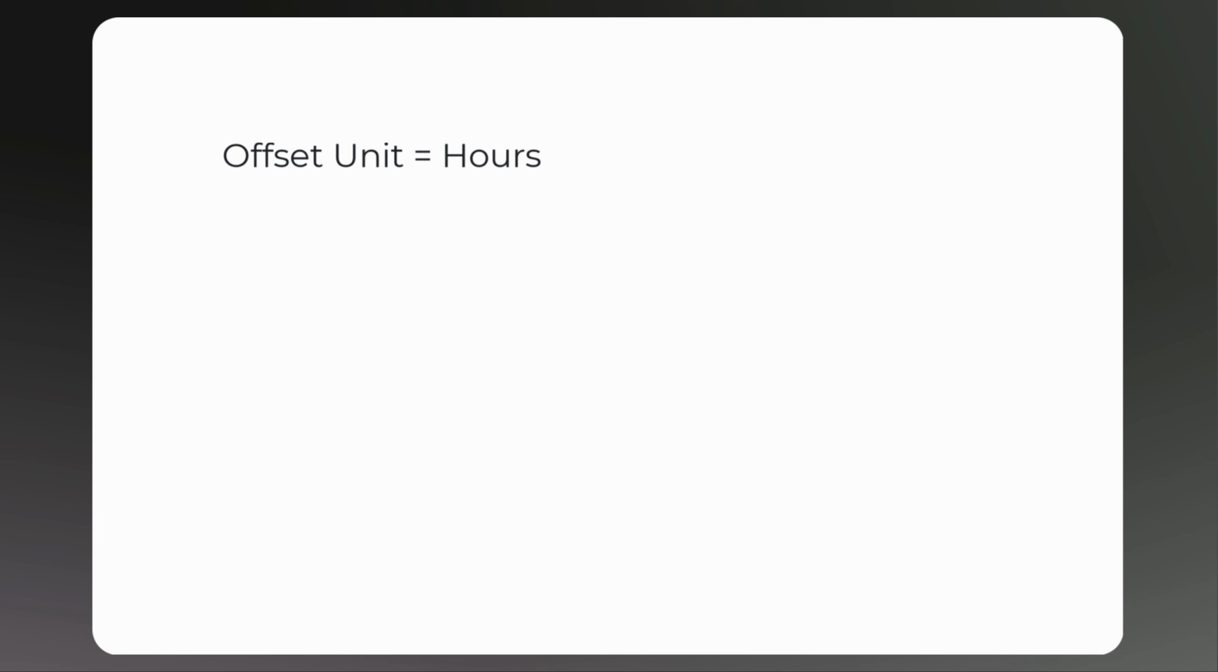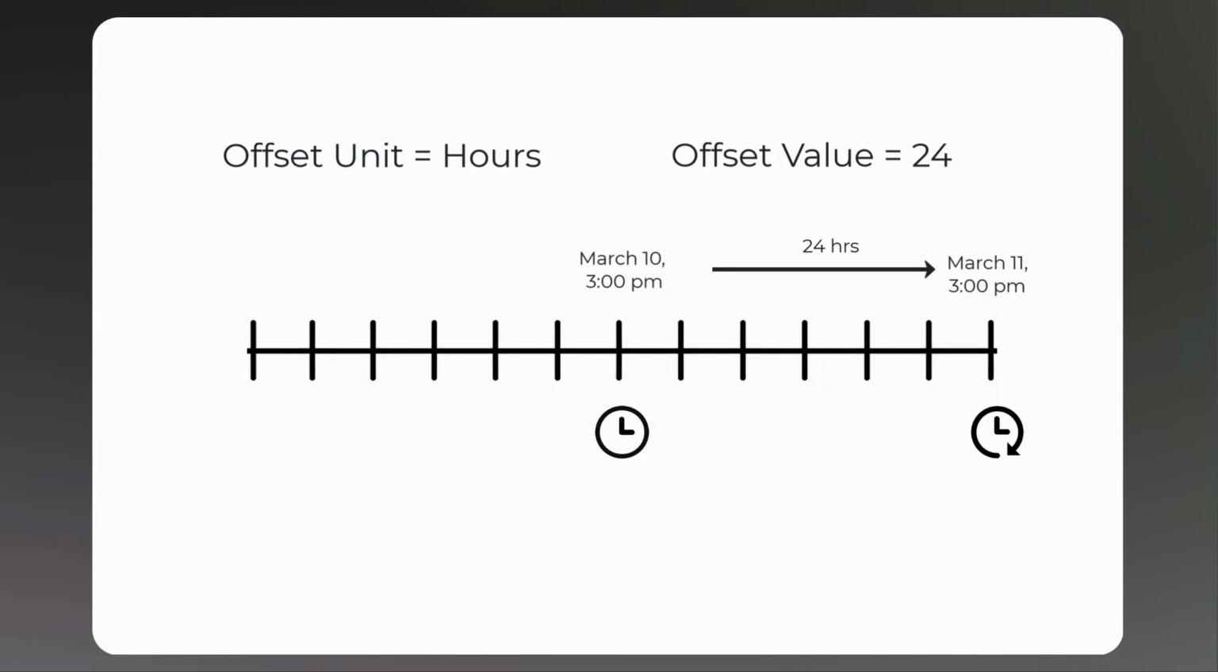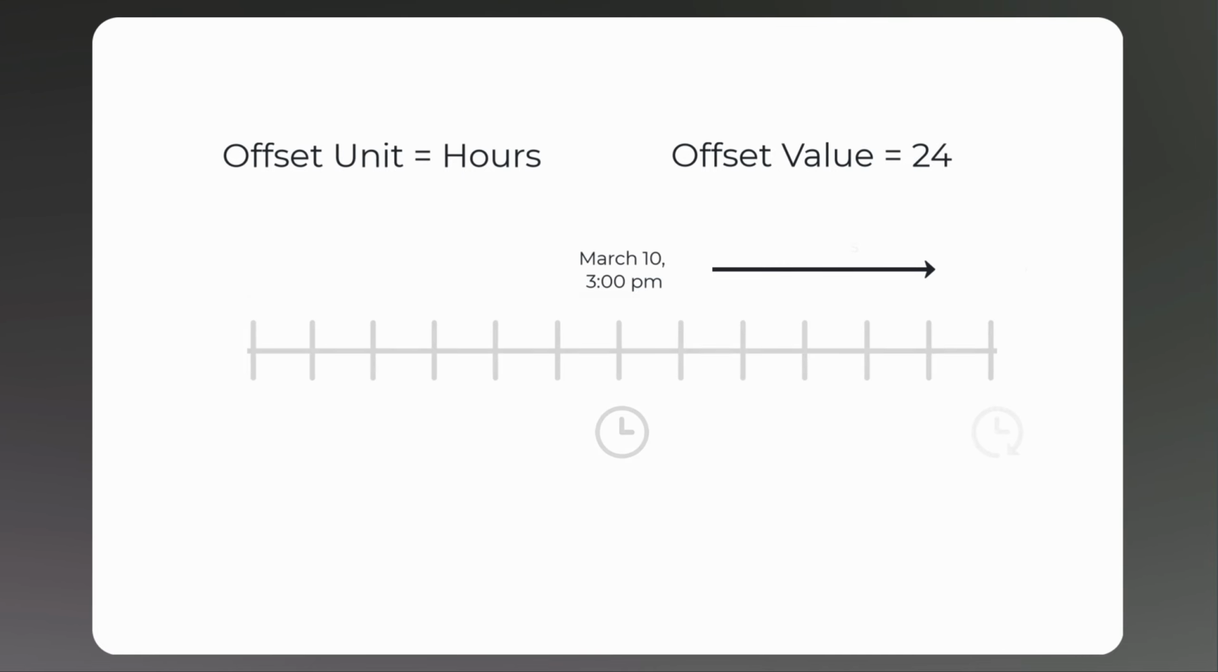For example, if you set the offset unit to hours and the offset value to -24, Hevo generates a date that is 24 hours before the request time. This allows the API to return records created or updated within the past 24 hours. Similarly, if you set the offset value to 24, Hevo generates a date that is 24 hours after the request time. This can be used to retrieve records such as upcoming events within the next 24 hours.